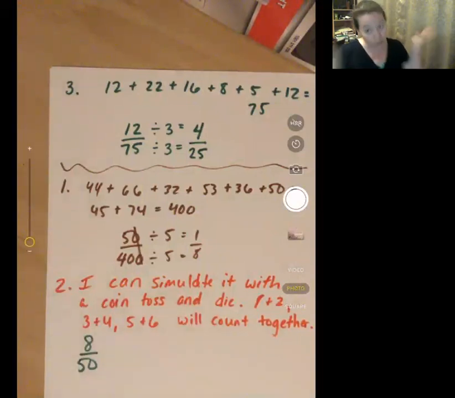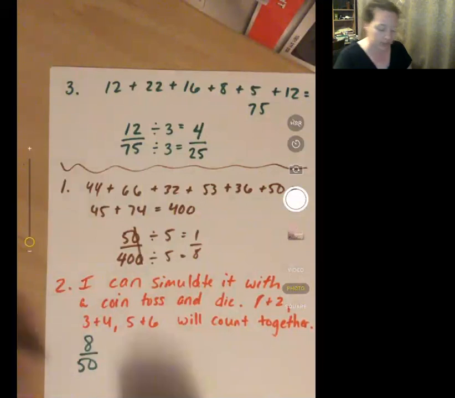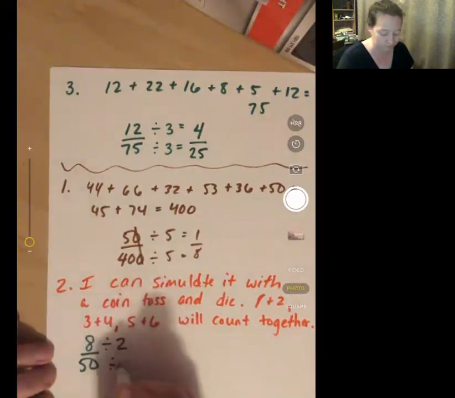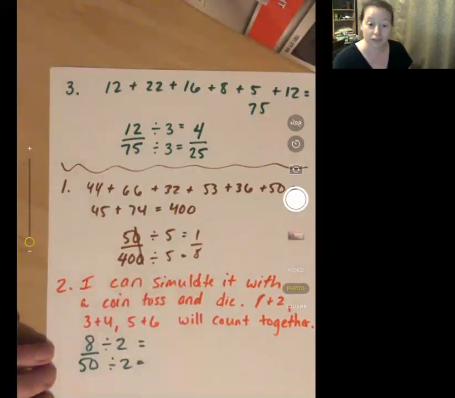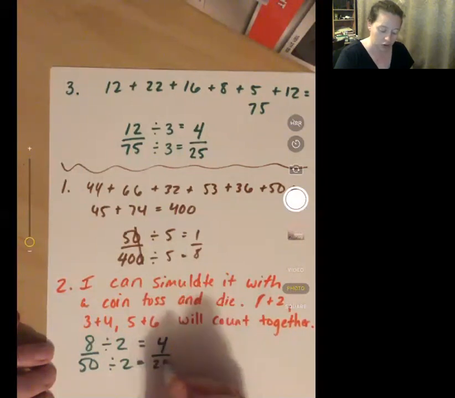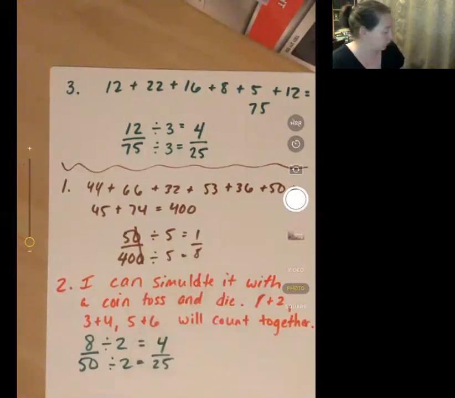And so I look and I see, well, can I take anything out? Well, they're both even, so I can take out a 2. 8 divided by 2 is 4. And 50 divided by 2 is 25. So we're back to 4/25.